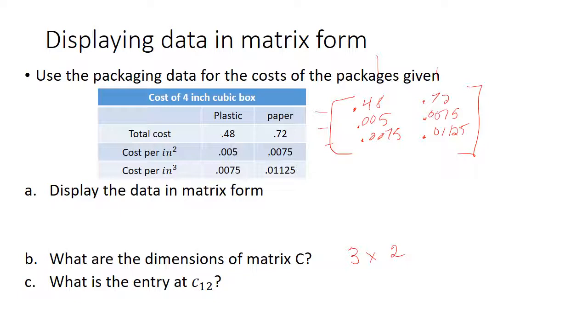So what is the entry that is in C12? C is going to be the name of our matrix, so we're calling this matrix C. 1, 2 tells us we want to go to row 1, column 2. So you start with your row, go over to the column that's given. The entry there is 0.72.